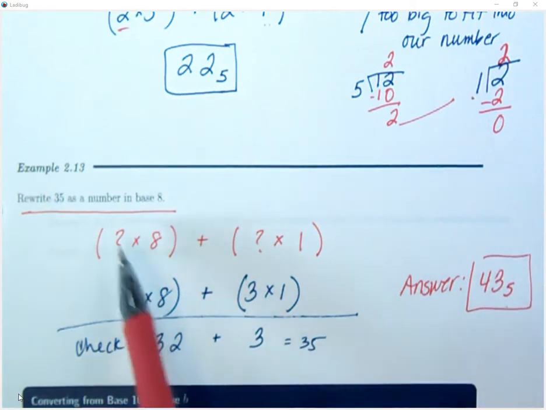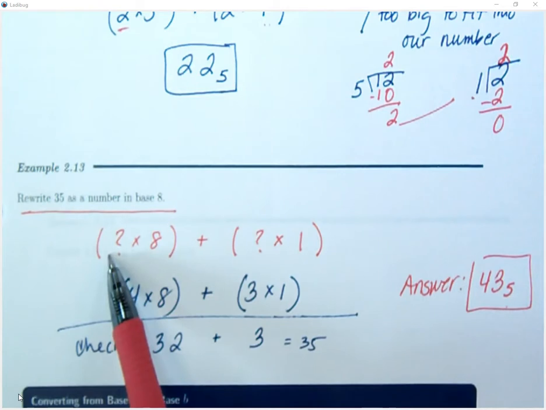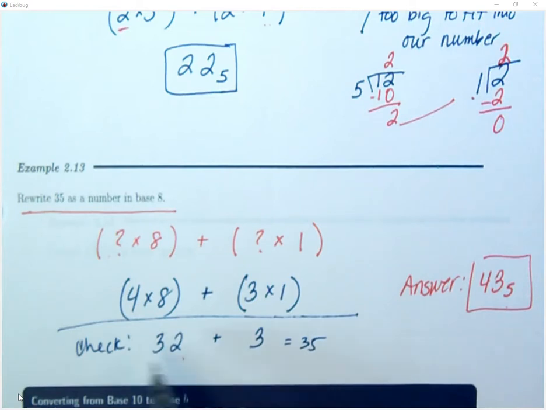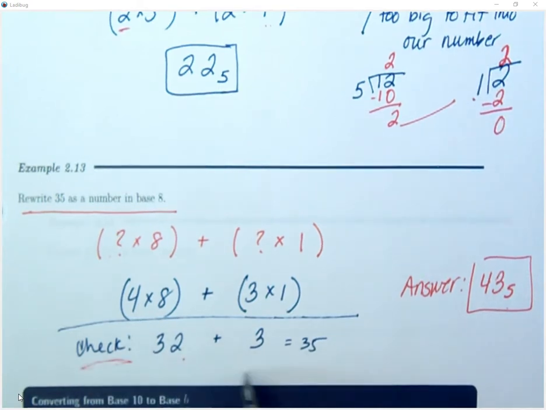And the thought process, again, is like how many groups of 8 fit into 35? Well, I could do 4 times 8. That would give me the 32. This is my check down here, not my answer. Just double checking, make sure it adds up. And then I have what times 1? Well, those leftovers there would be the 3 times 1. So my answer should be written as 43 base 5.